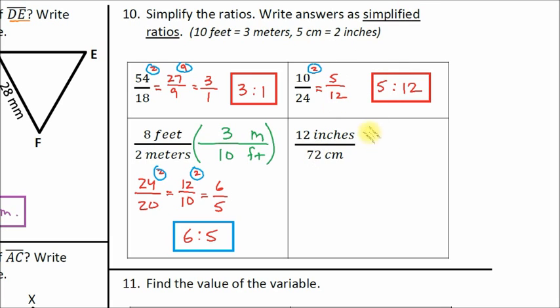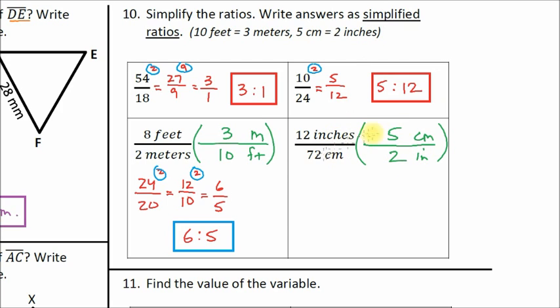Alright, next one. Unlike units of measure, we're going to multiply this by a converting fraction, and we're going to take inches and put them on bottom. Centimeters end up on top. We flip them around, and it says 5 centimeters is equal to 2 inches.